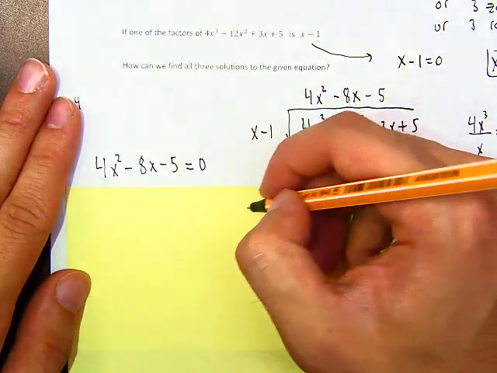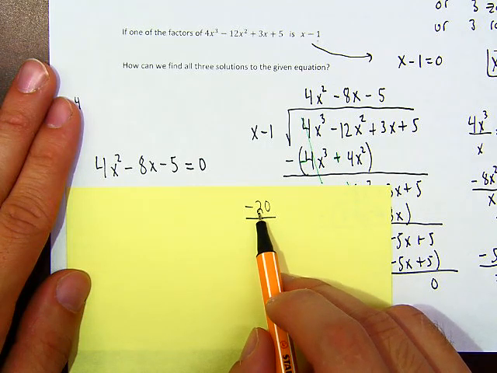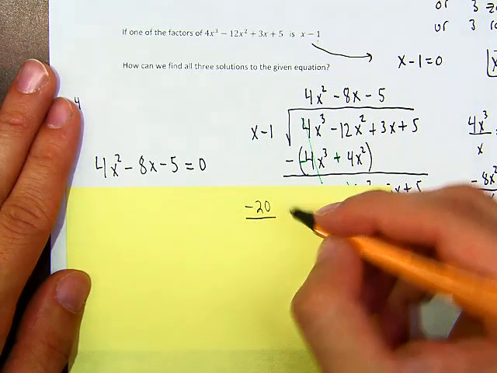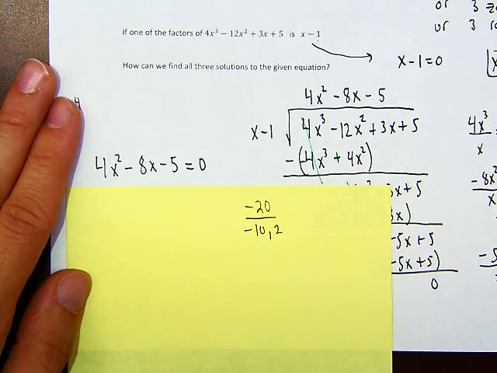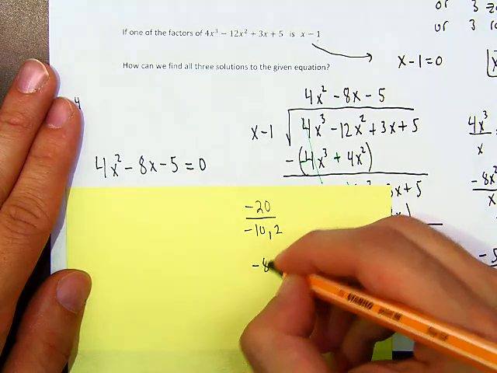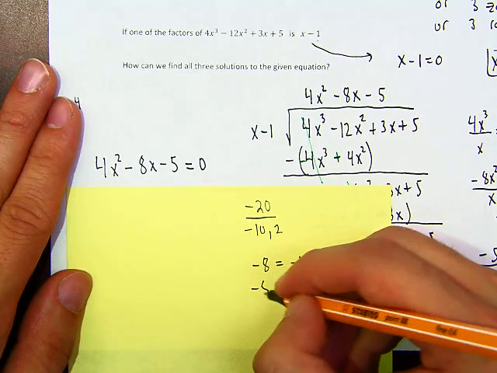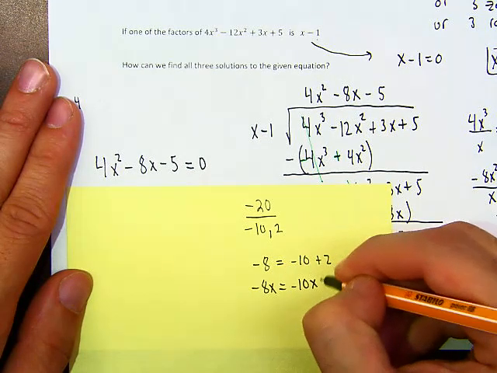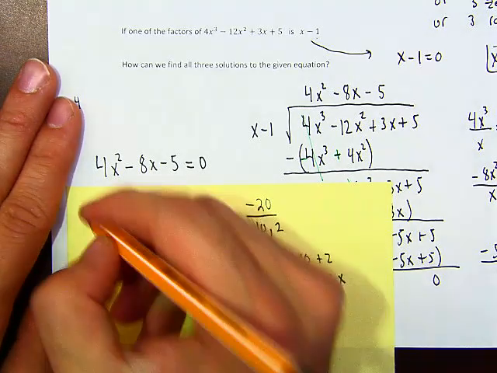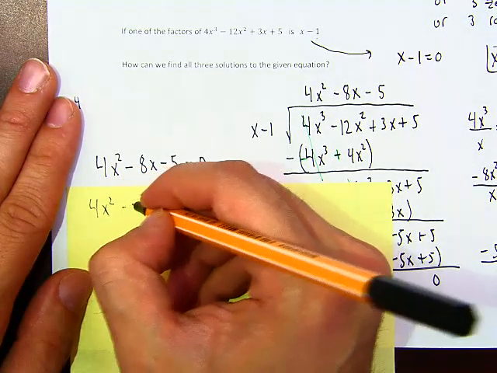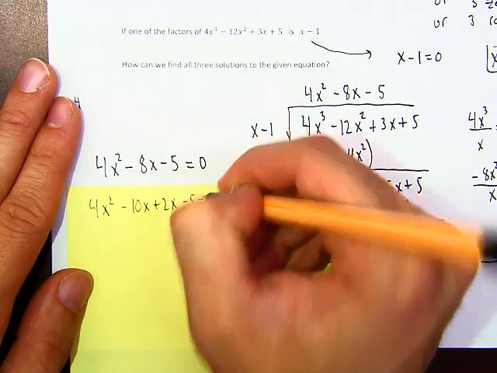4 times -5 is -20. What two numbers, when you multiply, give you -20, but when you add give you -8? That will be -10 and 2. So what do you do with that? Remember that -8 is equal to -10 plus 2, so you can say -8x is equal to -10x plus 2x, right? You're allowed to substitute this for these two numbers. So you have 4x squared minus 10x plus 2x minus 5 equals 0.